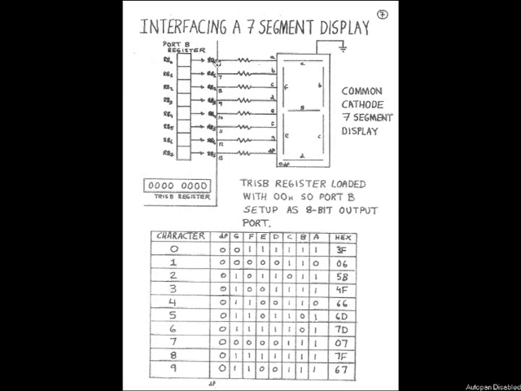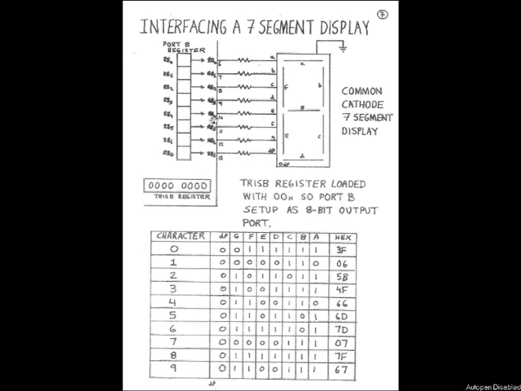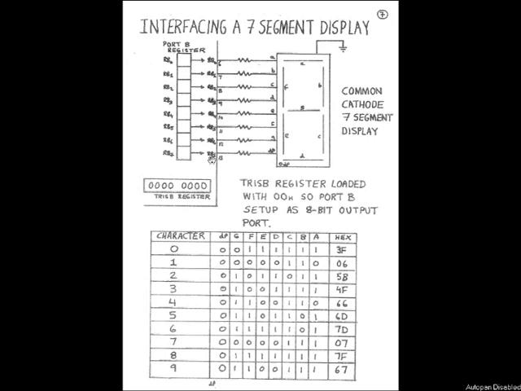Now what we've got is port B, with lines RB0, RB1, RB2, RB3, RB4, RB5, RB6 and RB7. So we've got pins 6, 7, 8, 9, 10, 11, 12 and 13. And they are going to be connected to this common cathode 7-segment display.